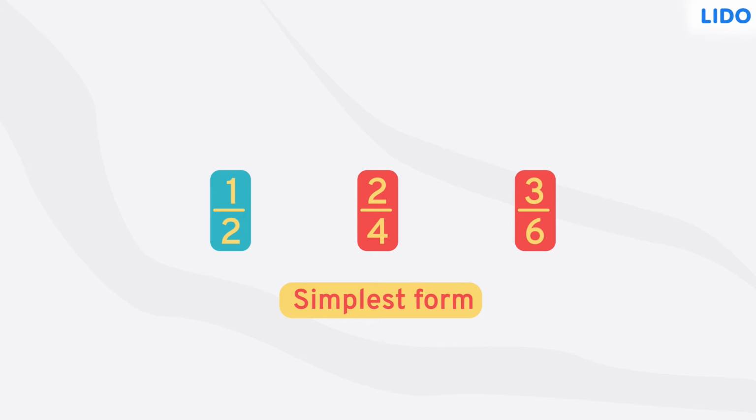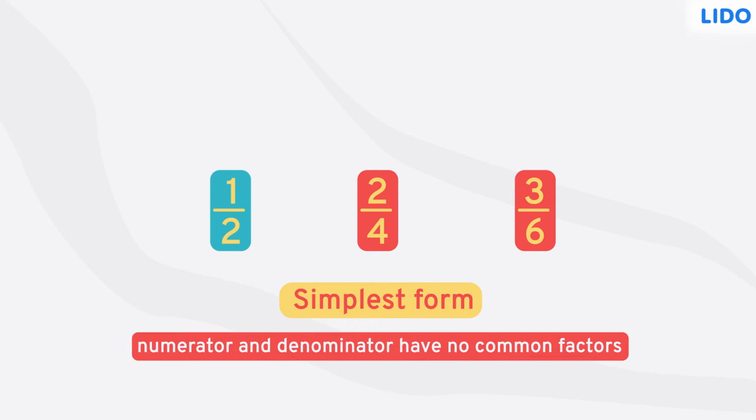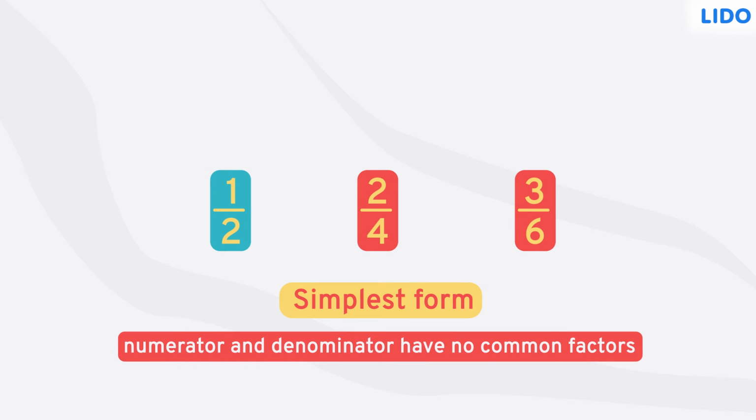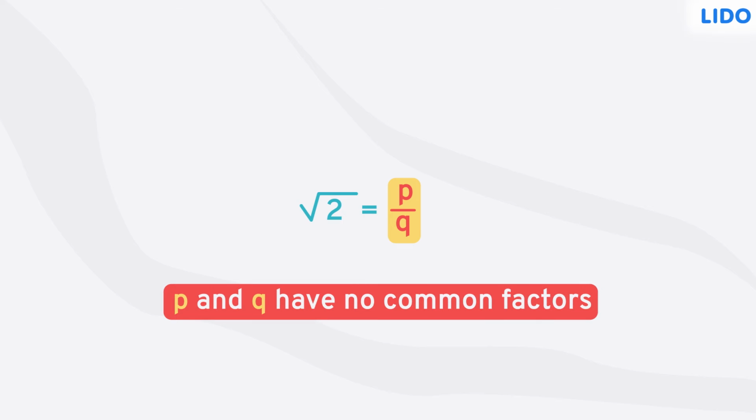And when a number is in its simplest form, its numerator and denominator have no common factors. Now, let's go back to our equation. The square root of 2 equals p over q. Apart from what we know already, let's assume that p over q is in its simplest form, which means p and q have no common factors. So let's find p and q.